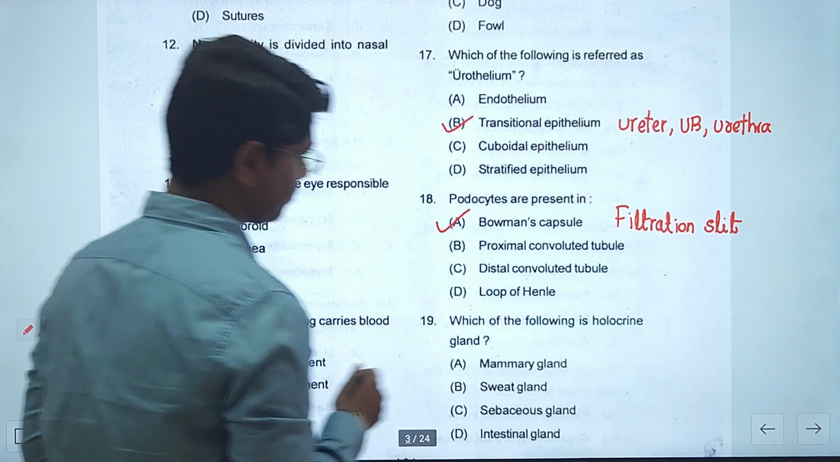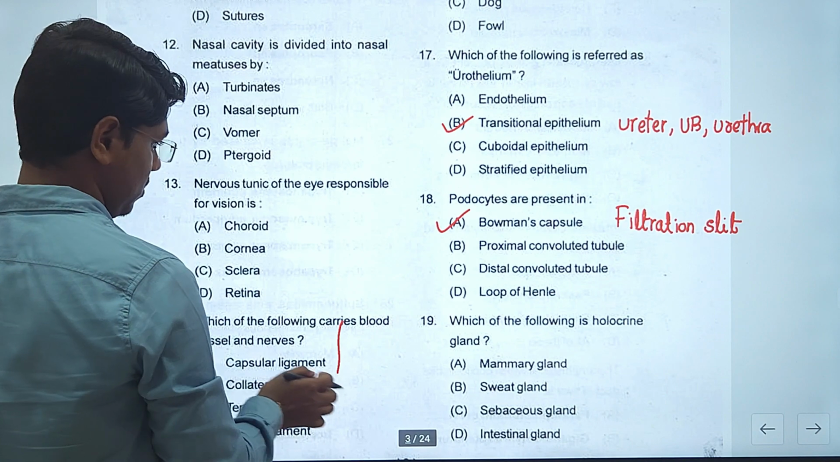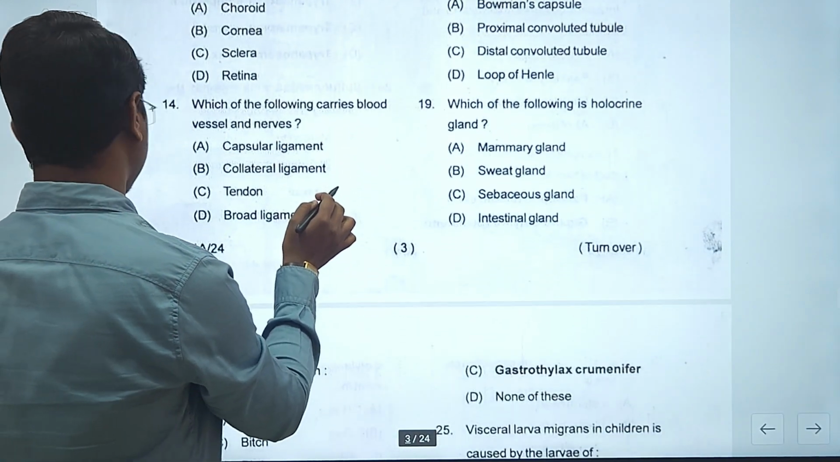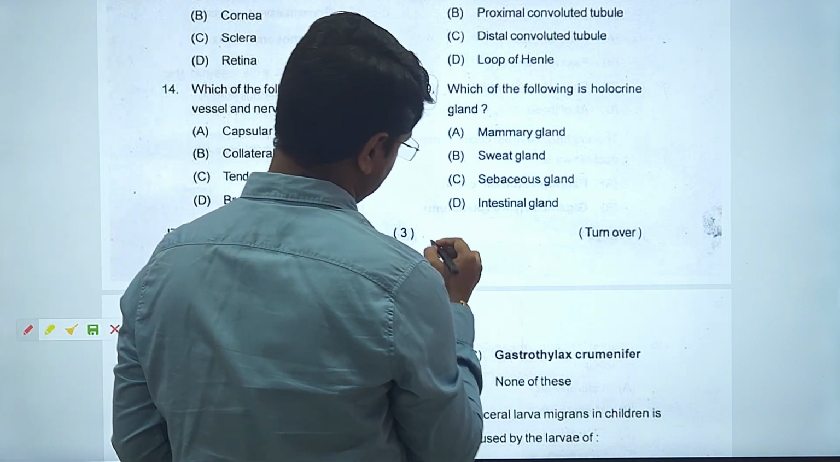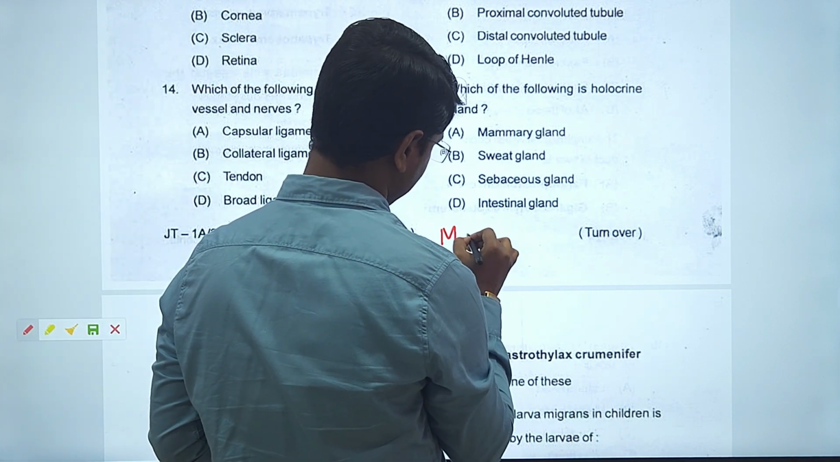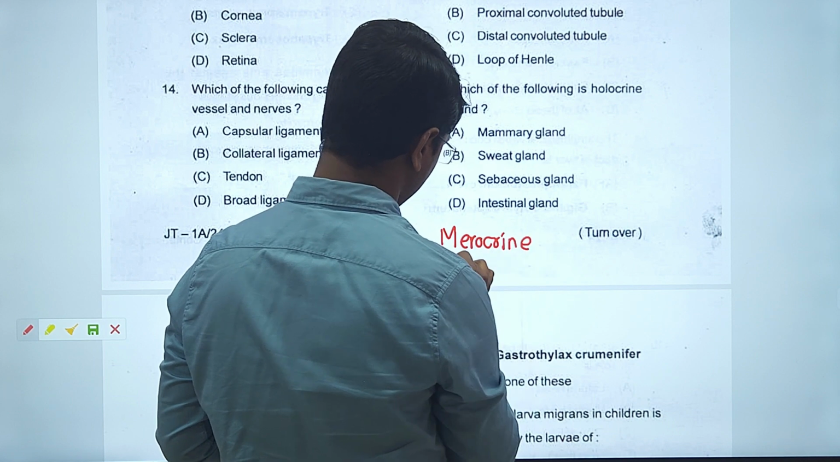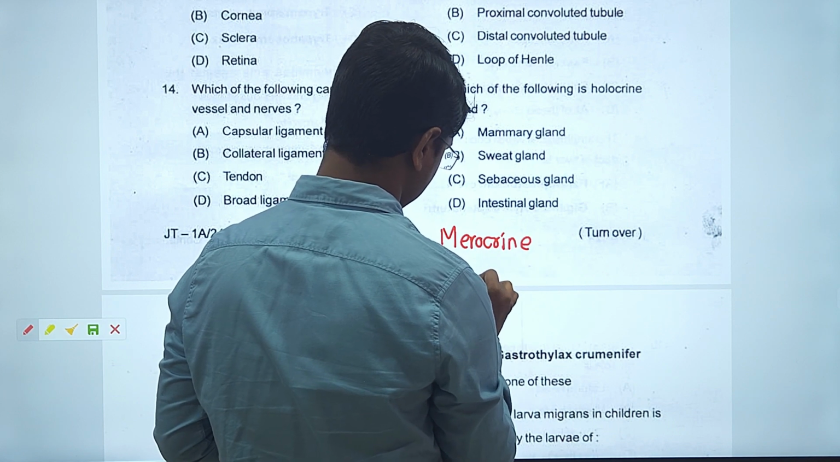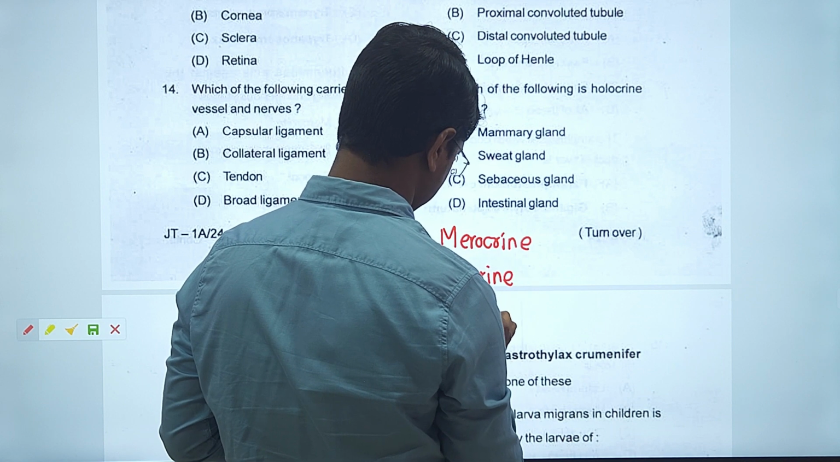Filtration slit. Which of the following is a holocrine gland? You see, glands on the basis of how they excrete their secretions are of three types: the merocrine, the apocrine, and holocrine.